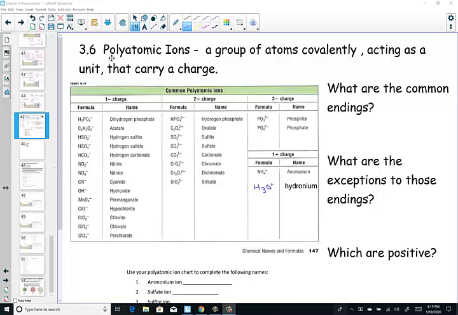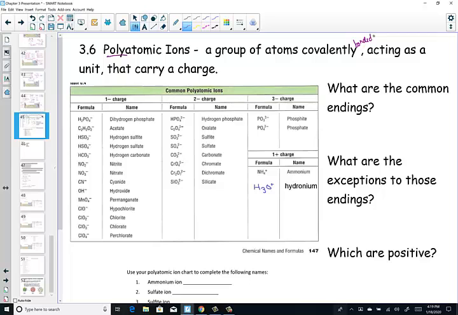Let's define a polyatomic ion. You see that prefix poly? Poly, of course, means many. A group of atoms covalently bonded, acting as a single unit, and it carries a charge. These polyatomic ions are groups of atoms all acting as a single ion. There's just more than one type of atom inside this unit, and they end up carrying a charge.